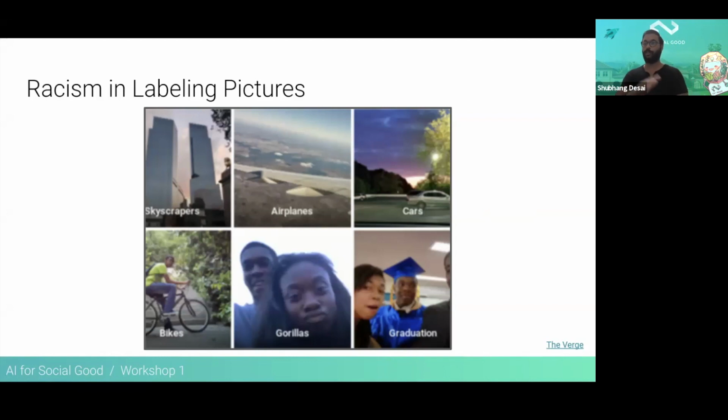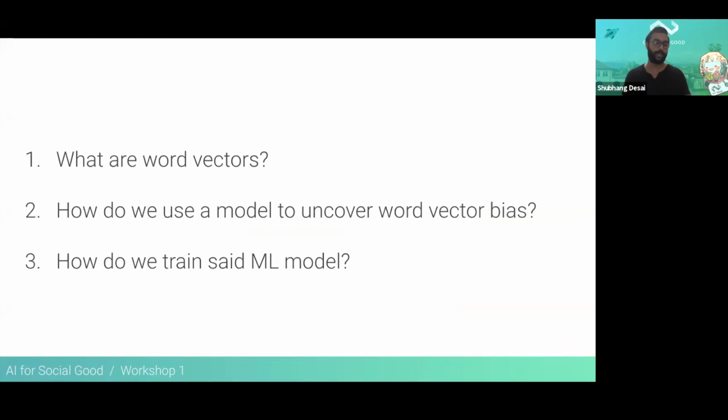So those are all of the scenarios that I wanted to talk about. There's quite a few more. And I'm going to dive into a specific scenario in which we can imbue a model with bias relating to what's called word vectors. So today I'm going to talk about what word vectors are. We're going to talk about how we can use a model to uncover word vector bias, and how we can train said ML model. So we're going to learn a little bit about the soft side of things, like how word vectors are biased, and then we're going to learn about some technical aspects of this project.